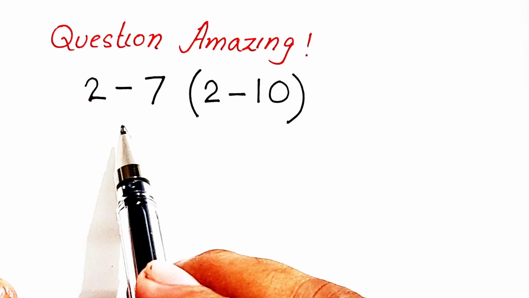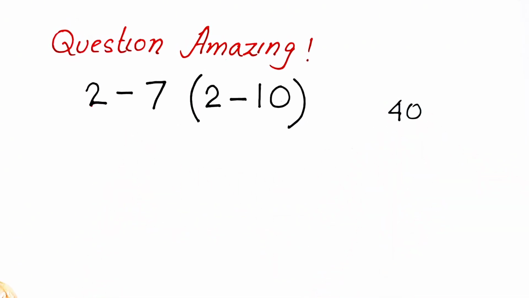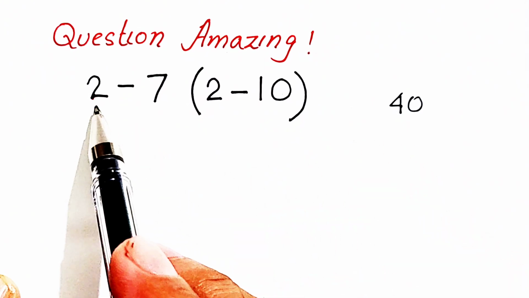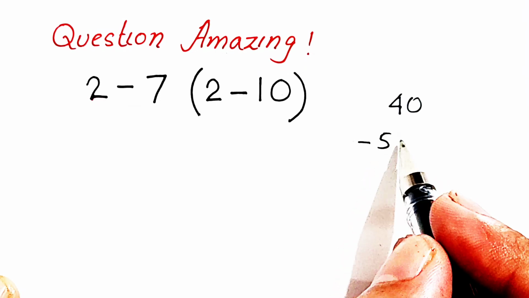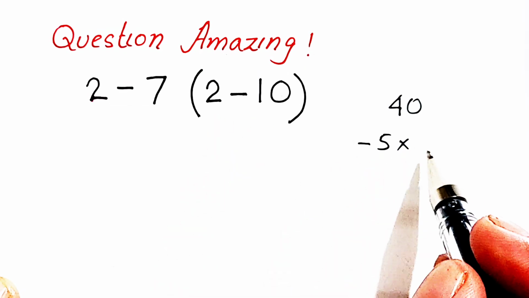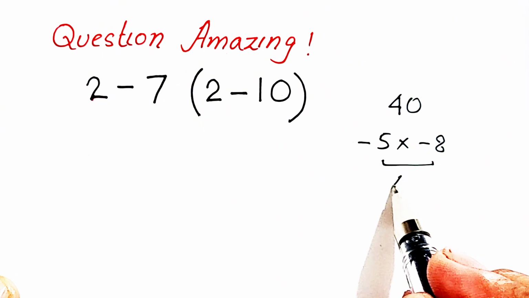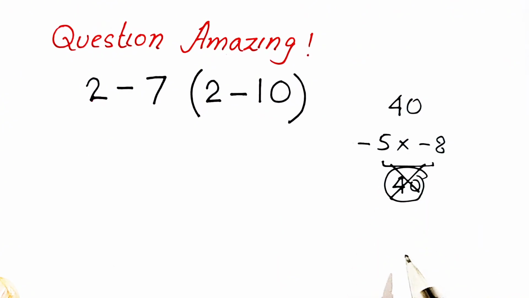Most people just take a look and calculate the answer is 40. But remember that 40 is incorrect. How will they get 40? Because 2 minus 5, 2 minus 7, they will get minus 5. And 2 minus 10, they will get minus 8. So after multiplying these two numbers, they will get 40. But I have mentioned that 40 is incorrect.